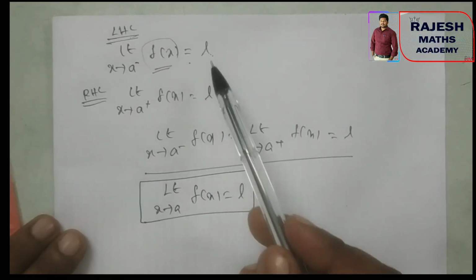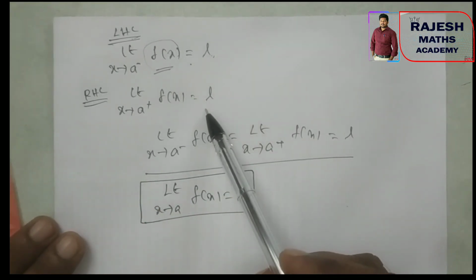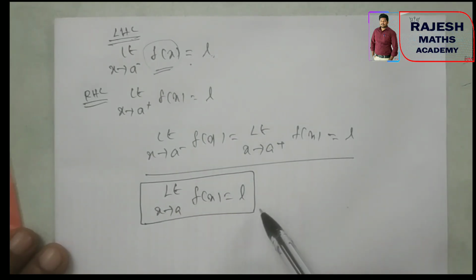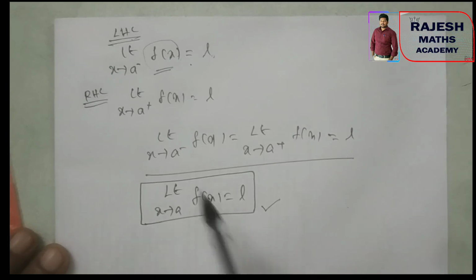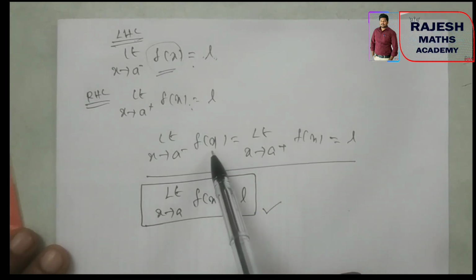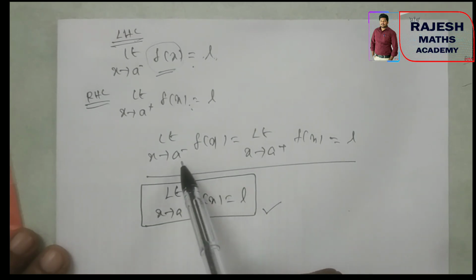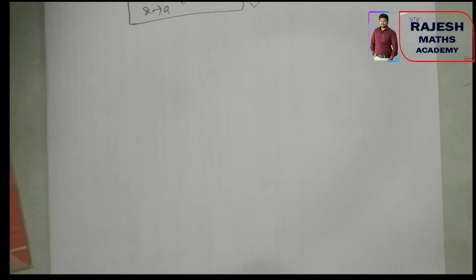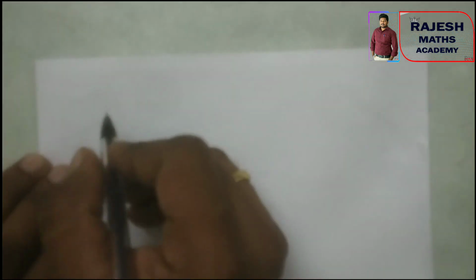So the left hand limit should exist, the right hand limit should exist, and both must coincide. In that case we can say that is the limit of the function. If one of the limits does not exist, we can directly say the limit does not exist at x equal to a. Clear? Next we will see some results of the limit. Some important results we will see.